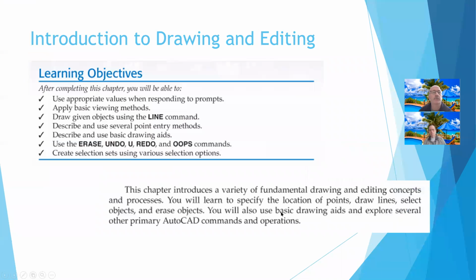And so chapter 3 goes through using appropriate values when responding to prompts. Viewing methods. Viewing would be things like zoom and pan. Using the line command. Describing several point entry methods. Point entry methods would be like absolute coordinates or relative polar coordinates. Undo, erase. Drawing aids, things like OSNAP.